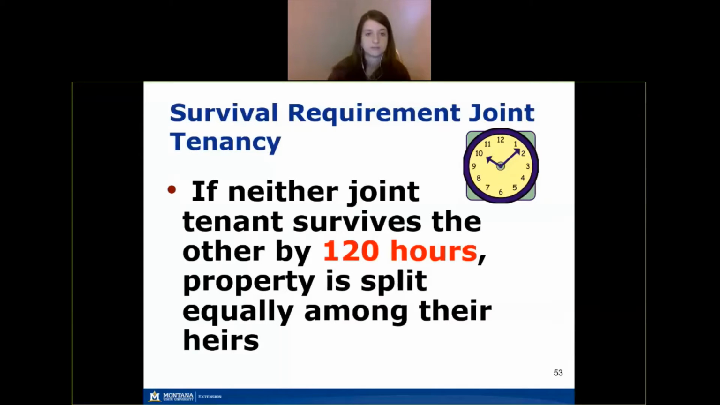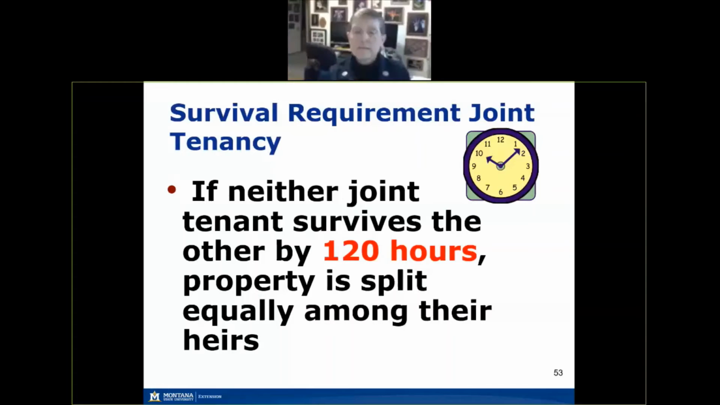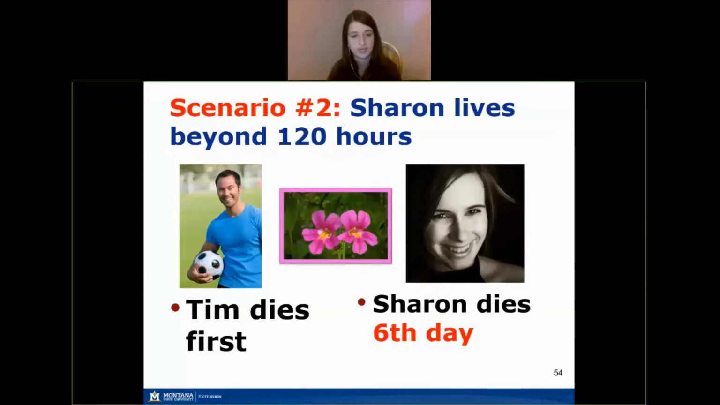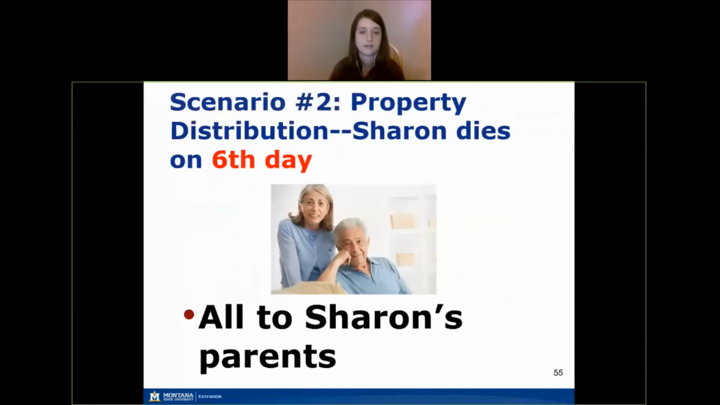I often get asked why this law exists, and all I can say is that's what the legislature did when they passed the Uniform Probate Code. So let's look at scenario 2 and say that Sharon lives beyond 120 hours and doesn't pass away until the 6th day after the accident. If that happens, then that 50% would be right, that it would all go to Sharon's parents, because she lived longer than 120 hours after her husband.